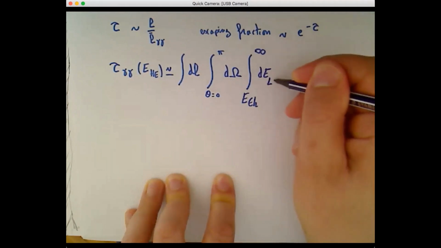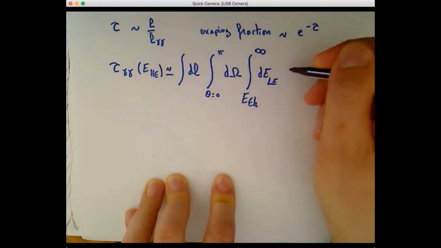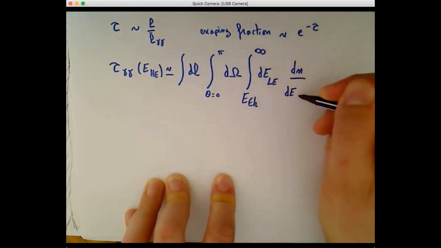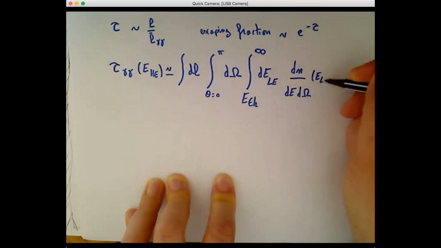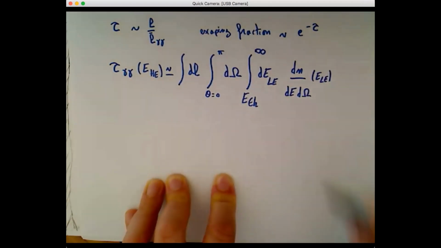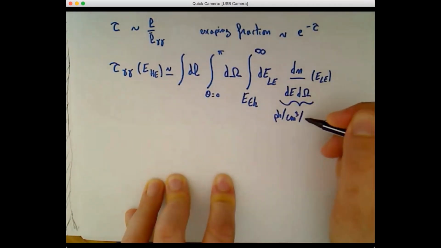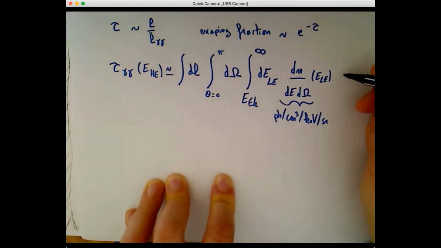This is what I will call the low energy seed photon. And then my distribution of photons is given by this quantity. It's a photon density per unit energy per unit solid angle, computed at this energy. So if you want, these are photons per cubic centimeter per keV per steradian. I have, of course, to multiply by the gamma-gamma cross-section. I have to compute it at this energy, knowing that I interact with the photon at this energy with this angle.